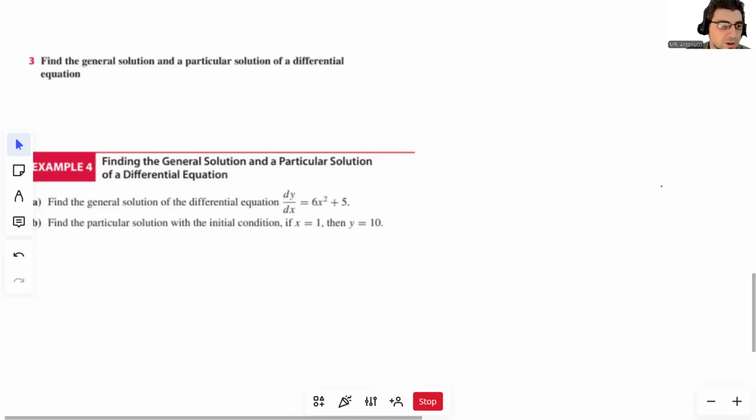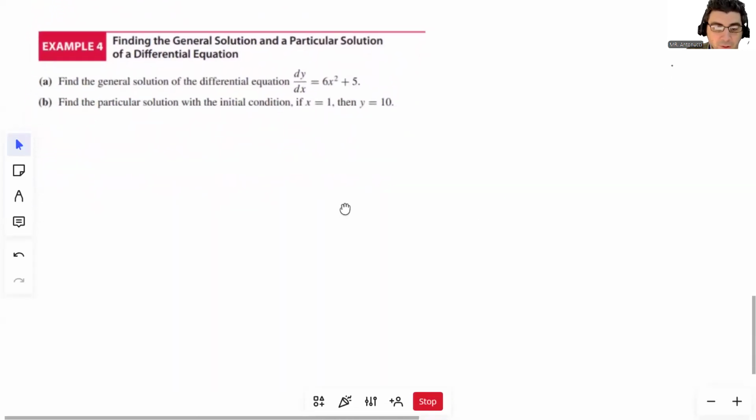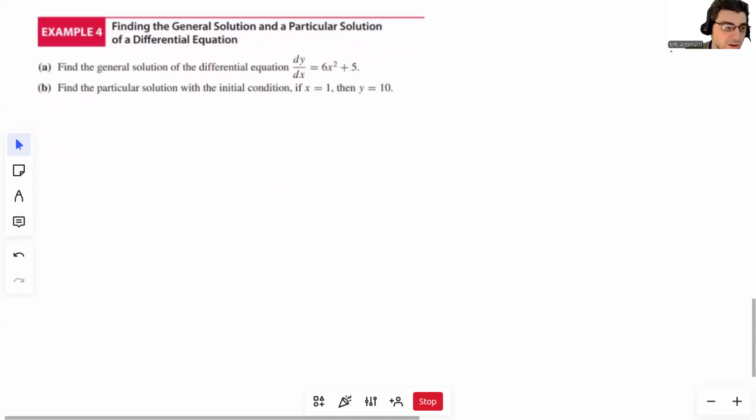So the third thing we want to talk about is finding the general solution and a particular solution of a differential equation. So we'll start with an example here. A couple pieces of terminology: a boundary condition, or an initial condition, is a restriction on the variables of the general solution that leads to a particular solution.